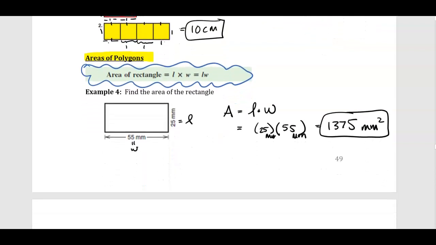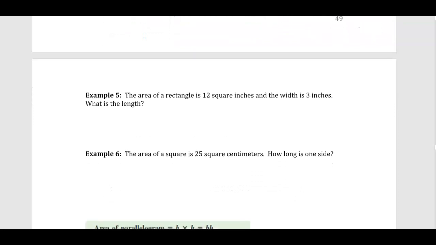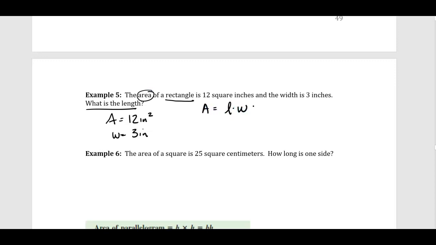Now, I'm just going to scroll down to the next page here. So example 5: the area of a rectangle is 12 square inches, and the width is 3 inches. What is the length? Anytime we're told about a figure and what we're looking at, in this case area, I'm going to write down the formula. So area of a rectangle is length times width, and I'm going to plug in what I know. So the area is 12 square inches. We're finding length, so I don't know what that is, and the width we know is 3.